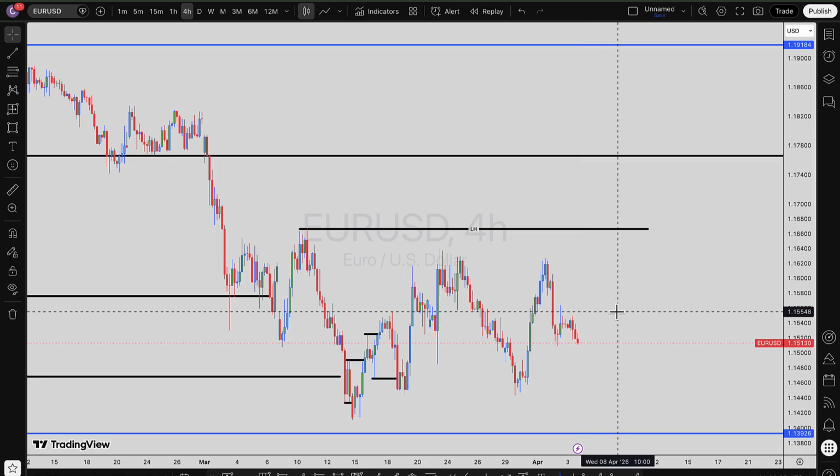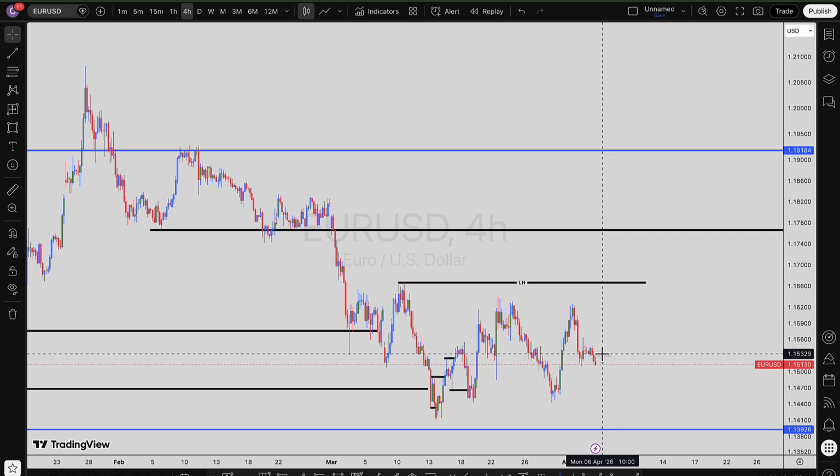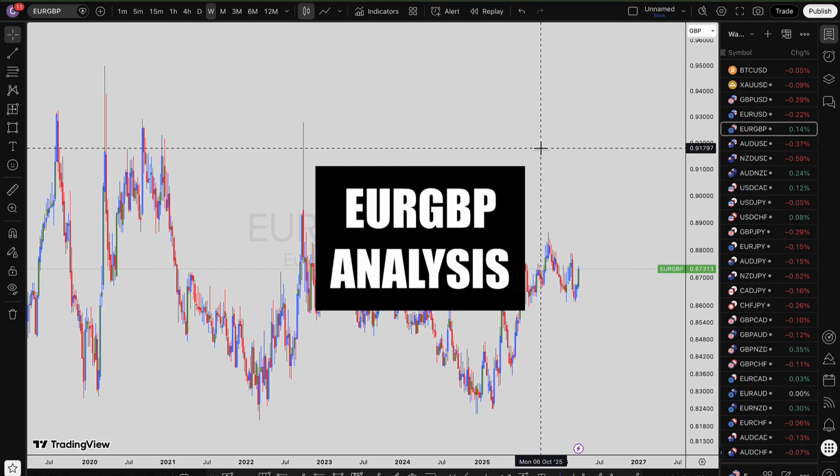Now let's move on to the next currency pair. But in summary, Euro USD is still in a downtrend, so we should still be expecting more bearish push next week on this currency pair. However, we need to take note of the strong technical support which acts at the price of 1.13926.